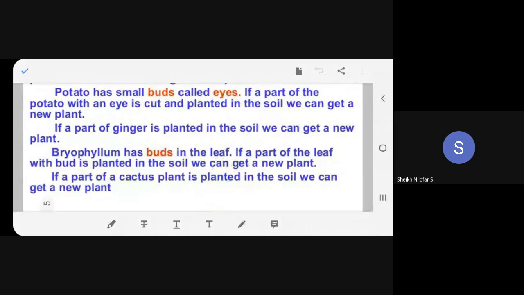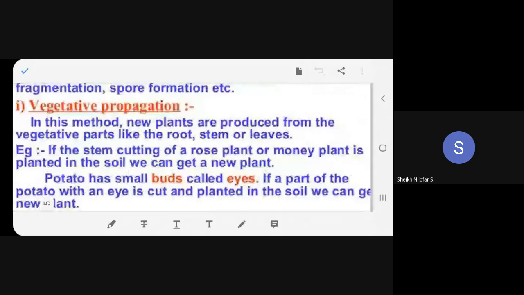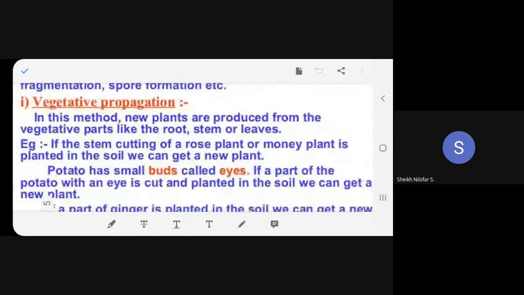You understood now? Any problem regarding this vegetative propagation, beta? All of you, the whole class. It's not only Sahil, but all of you should understand. All of you understood? Yes, ma'am. Okay.